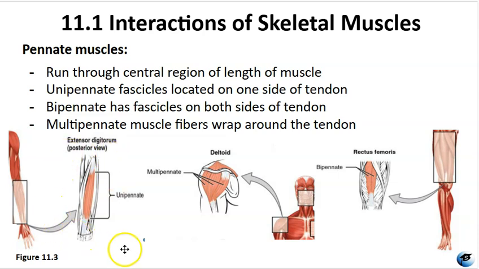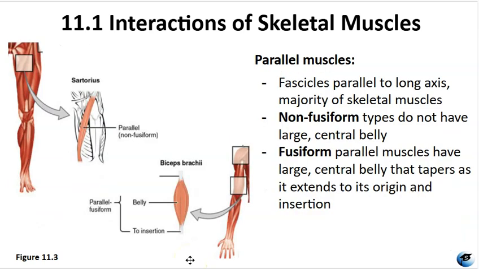So this here is showing the unipennate fascicles of the digitorum, the multipennate fascicles of the deltoid, and then the bipennate fascicles of the rectus femoris here in the leg. Parallel muscles are characterized by fascicles that run parallel to the long axis of the muscle, and they make up the majority of skeletal muscles in the body.